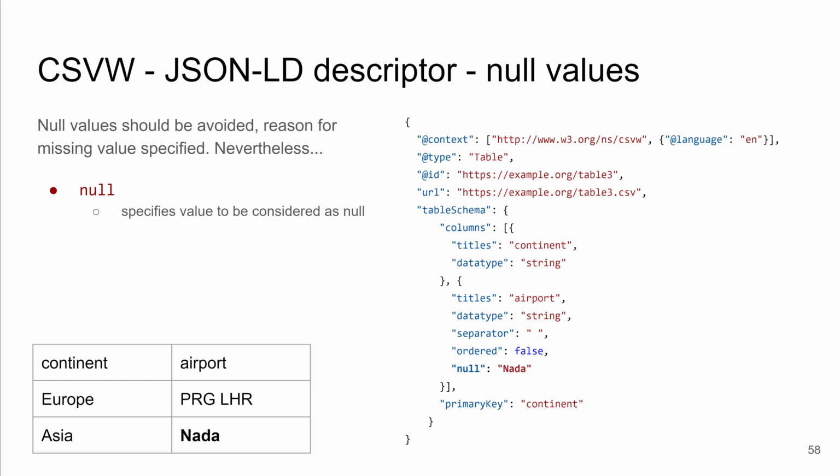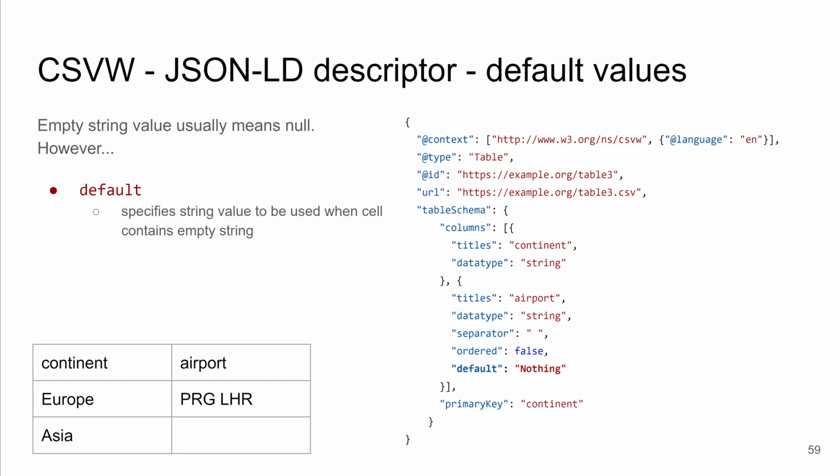Next, there is support for null values. Again, I already told you when you do not have a value in a CSV file, you simply omit the value and that's it. However, if you find, for instance, a CSV where you have, let's say, the string null, or in this case, the string nada, and it actually means that there is no value, you can specify this again in the JSON-LD descriptor, saying that null is, in this case, nada.